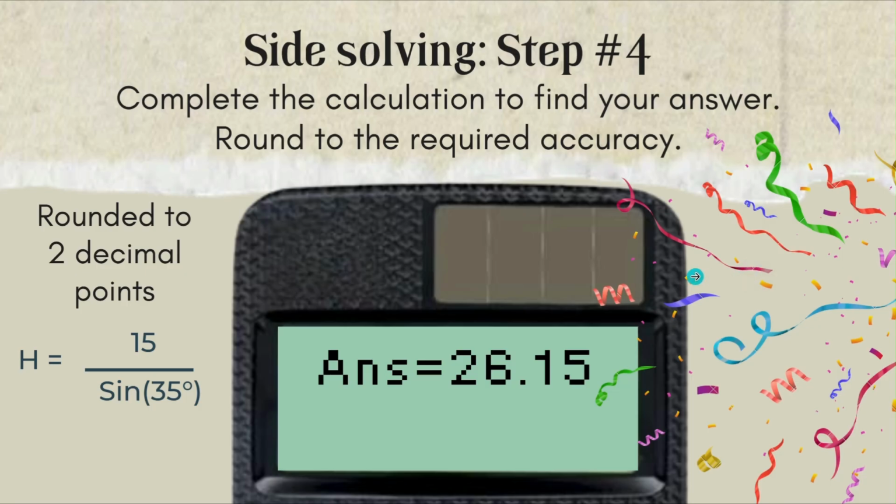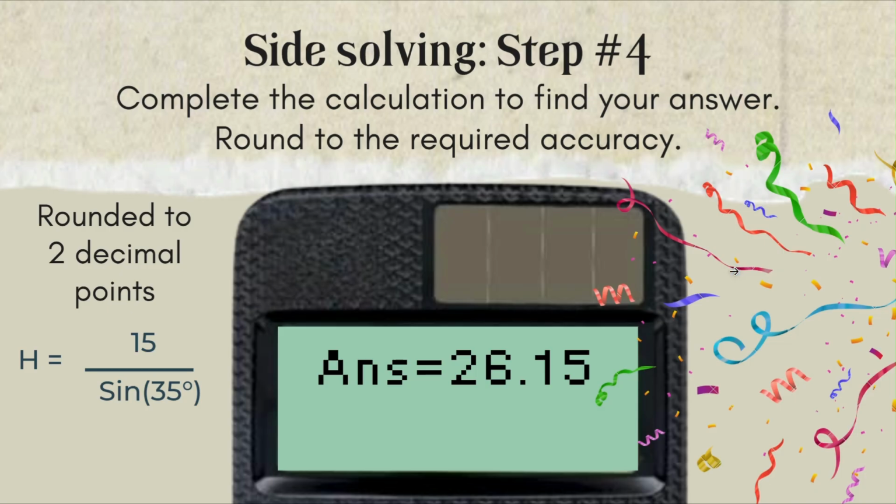And then when you plug it into your calculator, which is in degree mode, you get your answer of 15 over sine 35. You get 26.15, which is our answer rounded to the nearest hundredth or 2 decimal places.